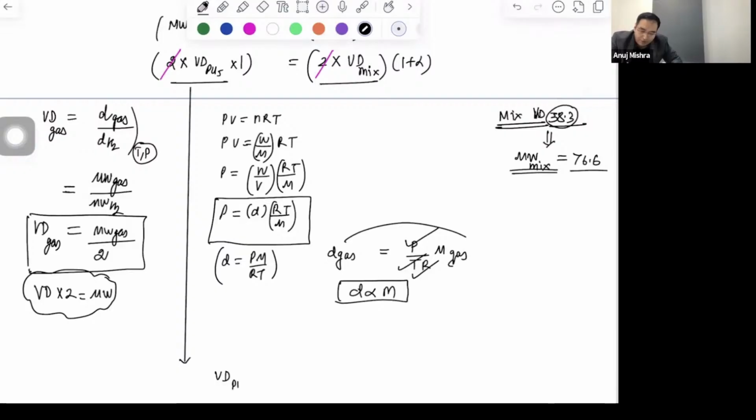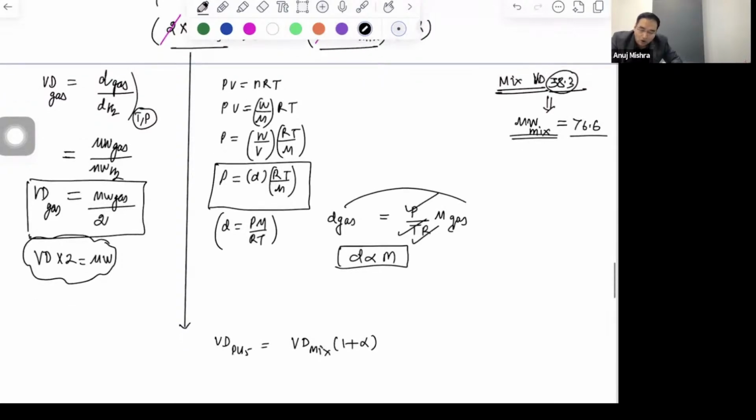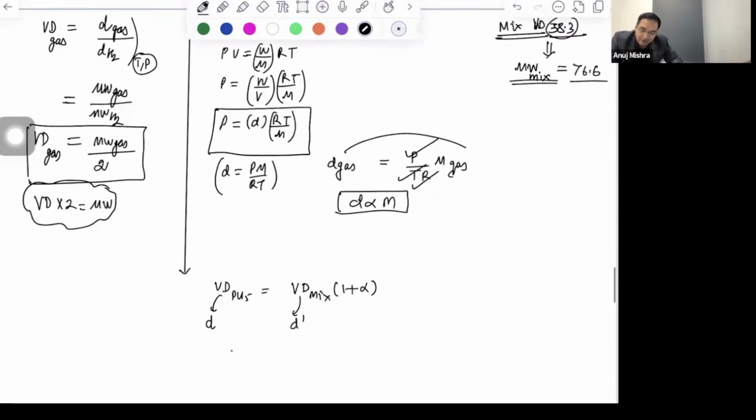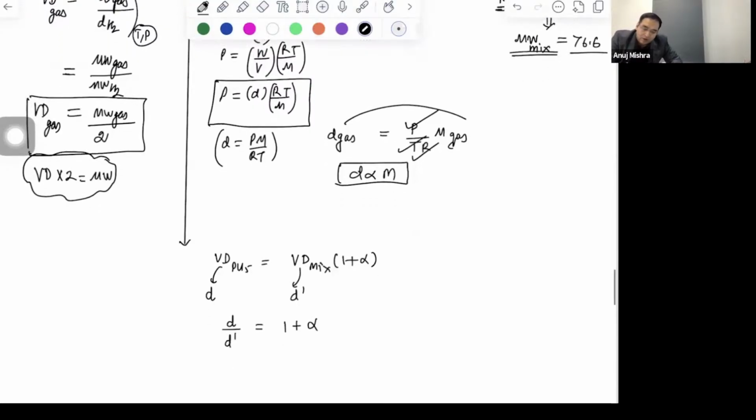Vapor density of PCl5 is vapor density of mixture times 1 plus alpha, or vapor density of PCl5 if I represent by a term D and this by a D prime. इसको कुछ books में ऐसा भी लिखते हैं. If you read Sengage or any other book, you'll find these kind of terms. D by D prime is 1 plus alpha. Okay. ऐसा result निकाल लोगे.